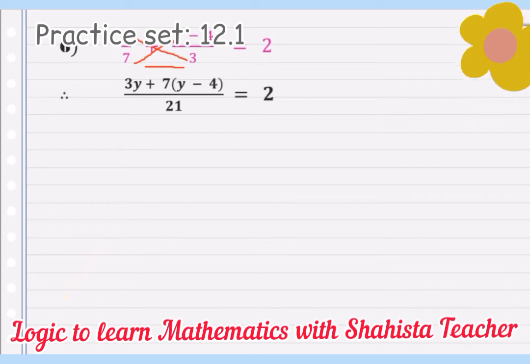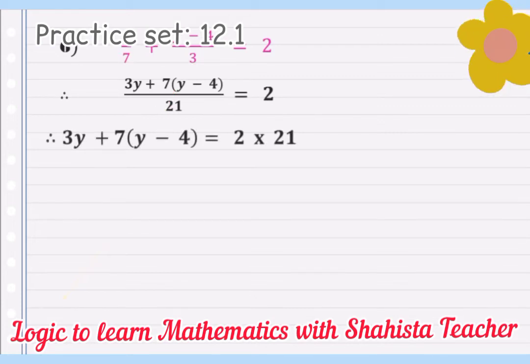So y into 3 is 3y plus 7 bracket y minus 4, upon 21, is equal to 2, which will remain as it is. 7 ones are 7 and 7 threes are 21. Now this 21 will cross multiply by this 2, as you can see there is an equal to sign in between. So 21 multiply by 2. So 3y plus 7 bracket y minus 4 is equal to 2 multiply by 21, that is 21 2s are 42.